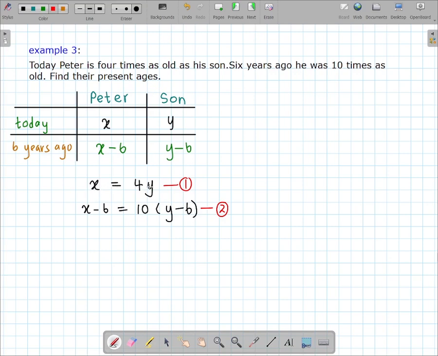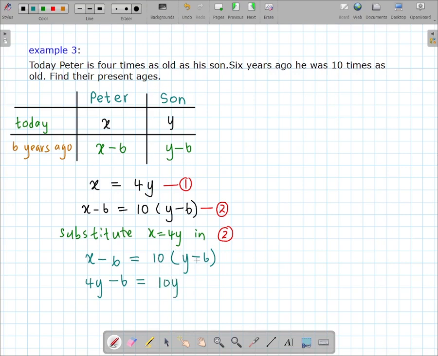Then they have made x the subject here. x equals 4y. So I'm going to put, instead of this x, 4y. I'm going to substitute x as 4y here in equation 2. So I write the equation first, that is x minus 6 equals 10 times y minus 6. Then instead of x, I put 4y. 4y minus 6 equals, I'm going to expand the bracket here, 10 times y, 10y, 10 times minus 6, minus 60.